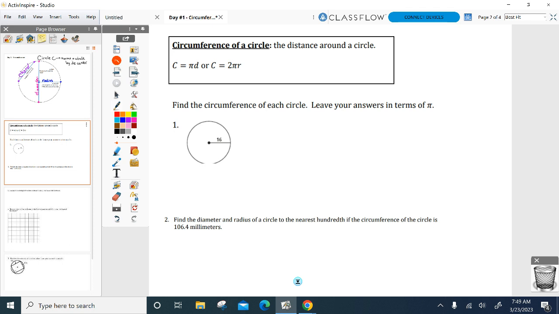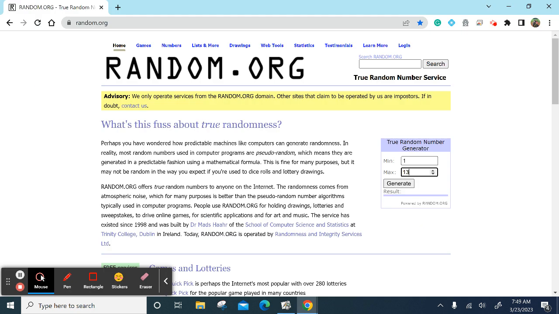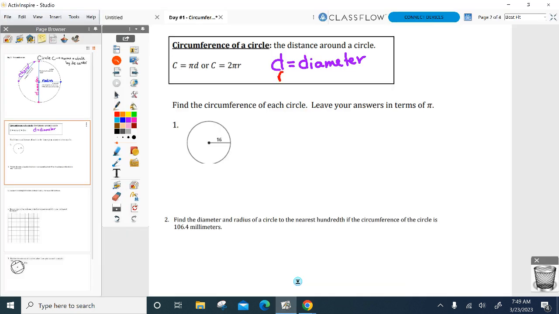You could use C equals pi d. What do you think d represents? Yeah, what we just talked about. That's the diameter length. Or you can use C equals 2 pi r, where r would be your, what did we just talk about on the last page? Starts with r. Okay, got that already. Radius.